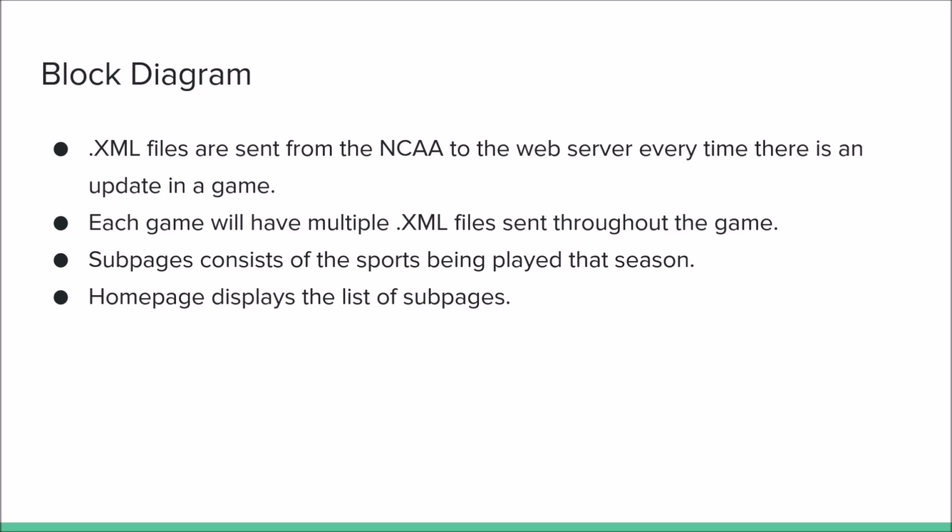And then the pages for the website rotate out depending on the season. Right now, if you go to nsicscores.com, it's baseball and softball. And in the fall, you'll get football, soccer, and volleyball. So they kind of just rotate out depending on the season that you're in. And these are all accessed through a central homepage that displays a list of the current subpages.